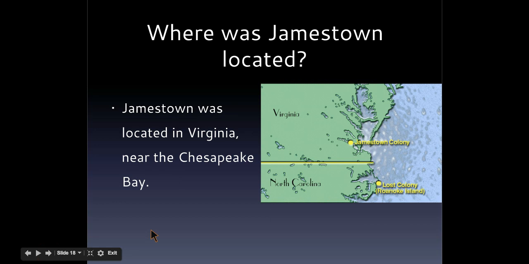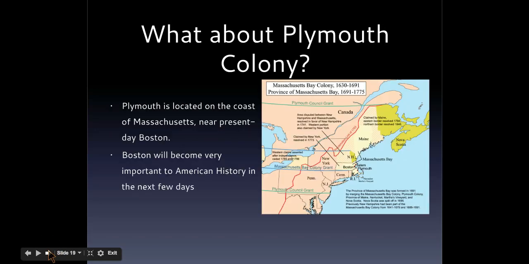And as we pointed out in class on Friday, Jamestown is located in Virginia near the Chesapeake Bay on the coast of Virginia. So the fact that it was on the coast made it really easy for transportation to come in and out of Jamestown, bringing more people to Jamestown and taking tobacco out. And Plymouth Colony, as we recall, is right on the coast of Massachusetts near present-day Boston, right here. And Boston's going to become very important to us in the next few days as we get closer to the American Revolution.